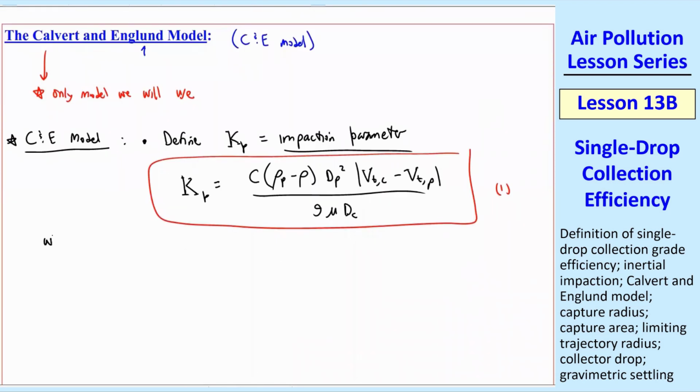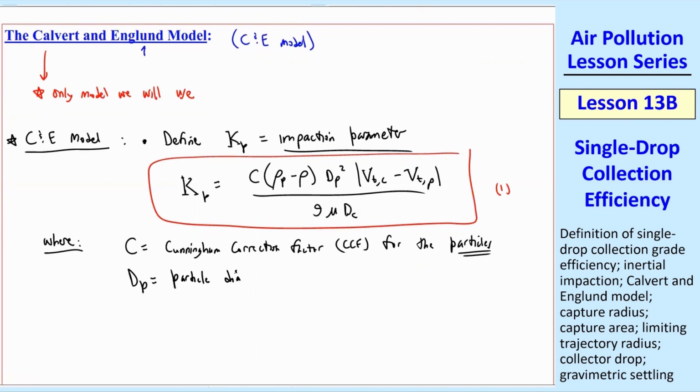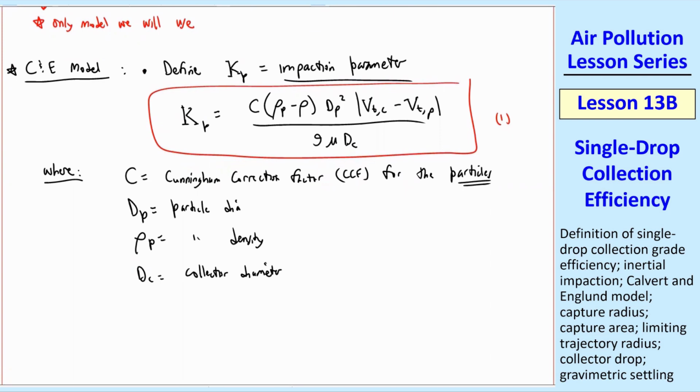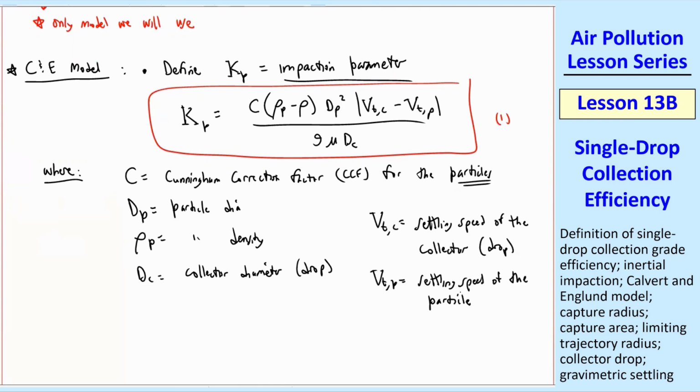Let me just list what each of these variables are to make sure you're not calculating this incorrectly. C is the Cunningham correction factor for the particles, not for the drop. Make sure you use the correct one. You're going to have two different Cunningham correction factors. Of course, dp is the particle diameter, rho p is the particle density, dc is the collector diameter. Remember, the collector is the drop. VTC is the settling speed of the collector, the drop, and then VTP is the settling speed of the particle. For review, we're always talking about one particular particle diameter at a time.